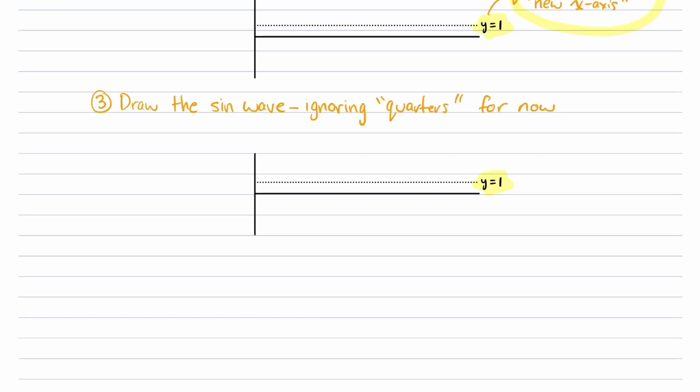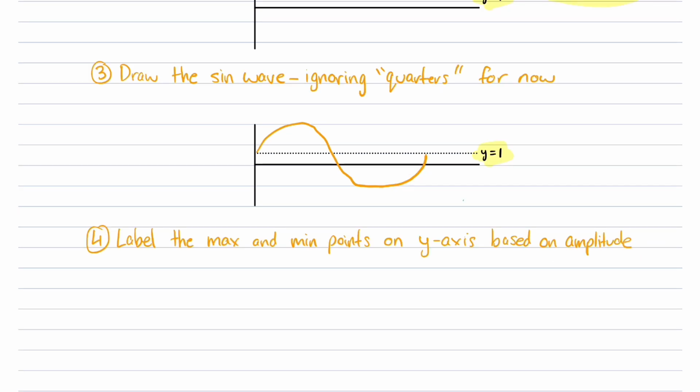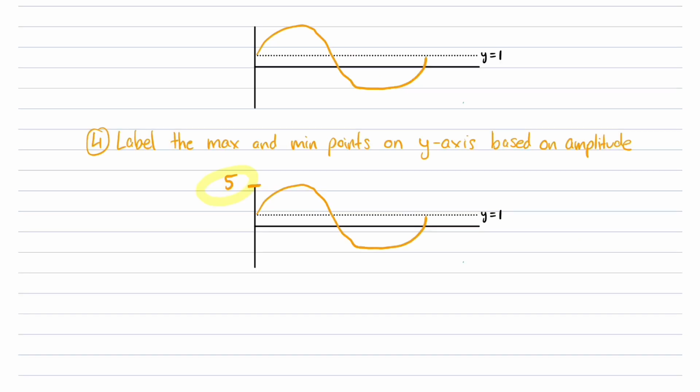Now we're going to draw a sine wave, or a sine function, but just ignoring the quarters for now. We're just going to draw a sine function as if the line y equals 1, that dashed line, is our new x-axis. So we've drawn that. It's obviously not to scale. Step 4, we're going to label the max and min points on the y-axis, and this is based on the amplitude. So because the amplitude was 4 units, if we go up 4 from 1, we're going to get 5, right? So the top y value is going to be 5, and then if we do 1 take away 4, the bottom y value is going to be negative 3. So this graph ranges between negative 3 and 5.